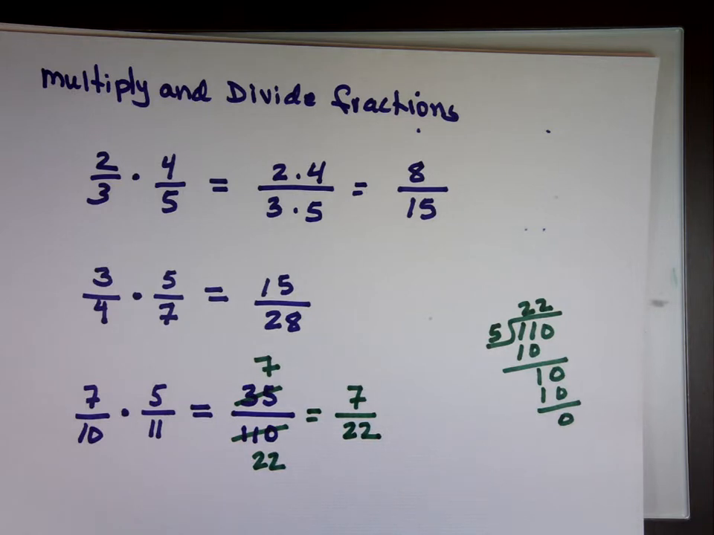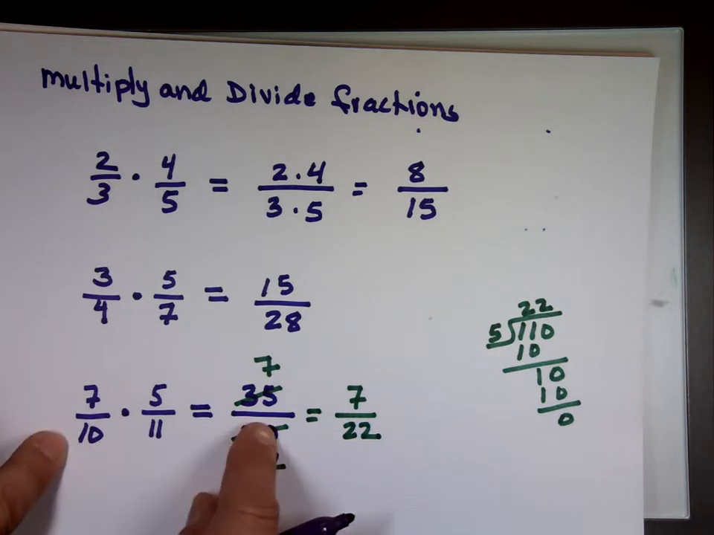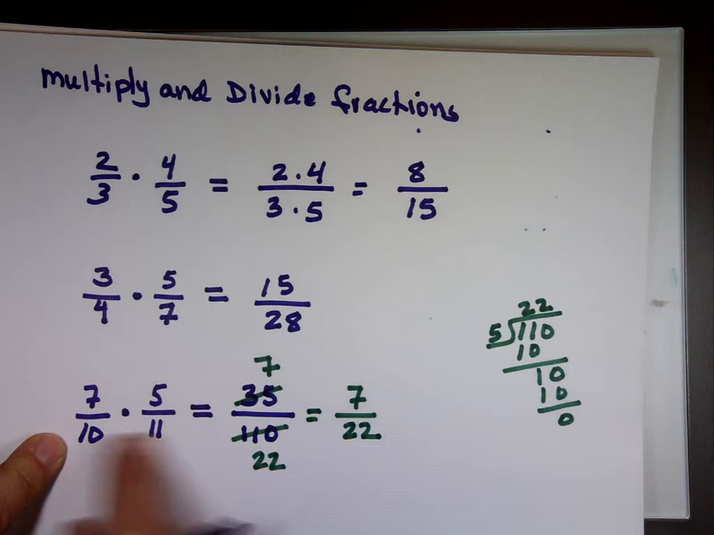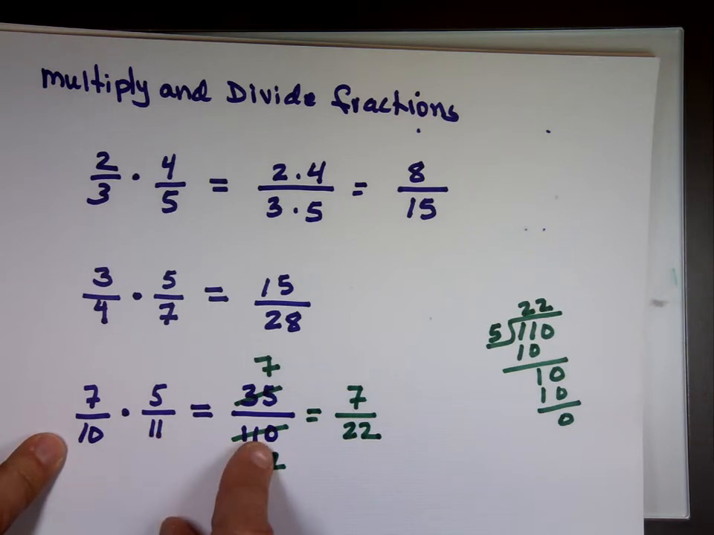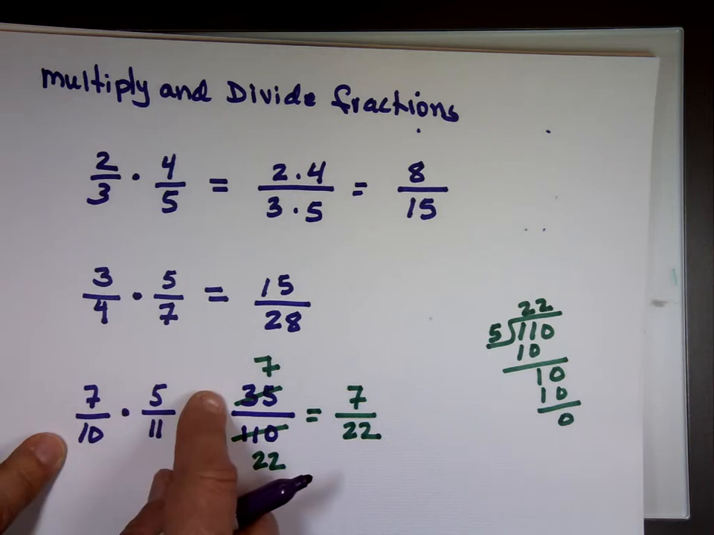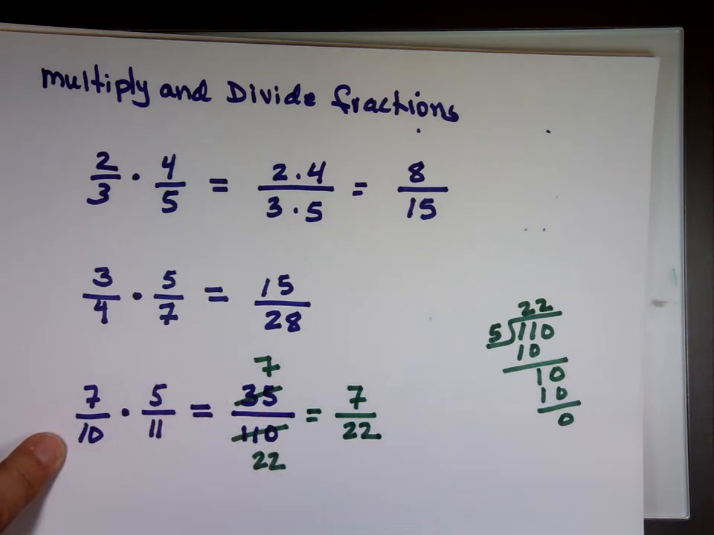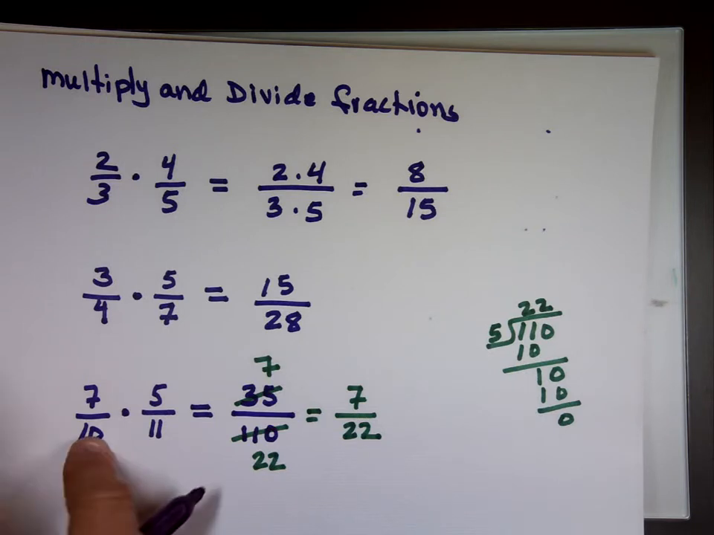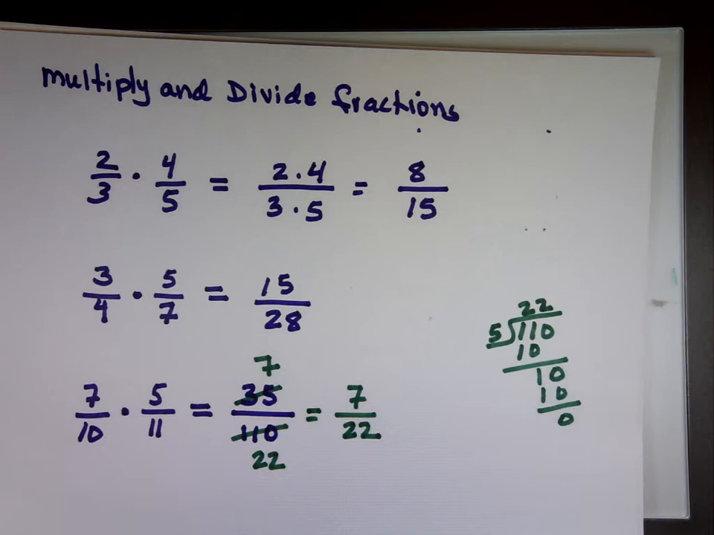Me personally, I did not want to do this problem this way. I don't want to have to multiply 10 times 11 and get that big number, try to simplify it. Notice I multiplied first, then simplified. Why not simplify first, then multiply? Let's take the same problem, see if we end up with the same answer.